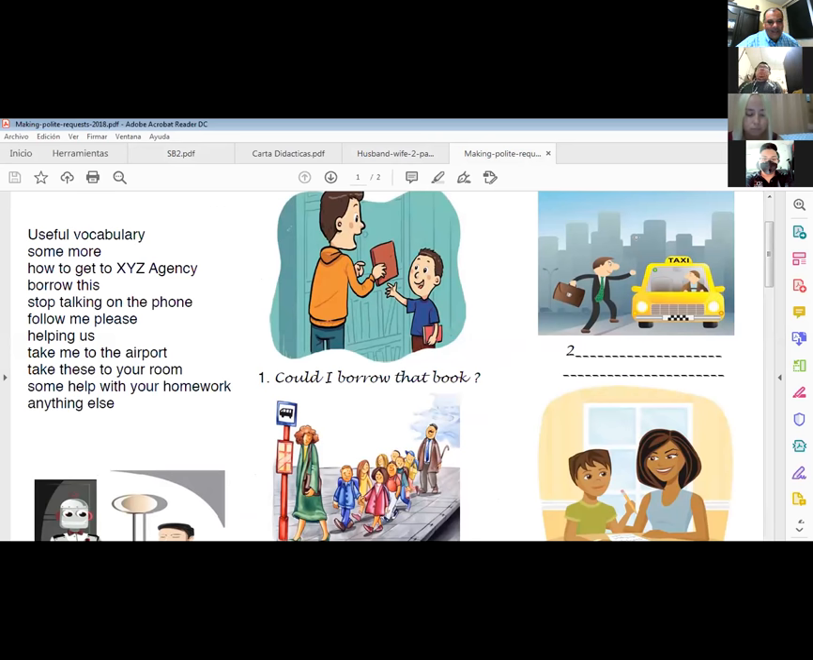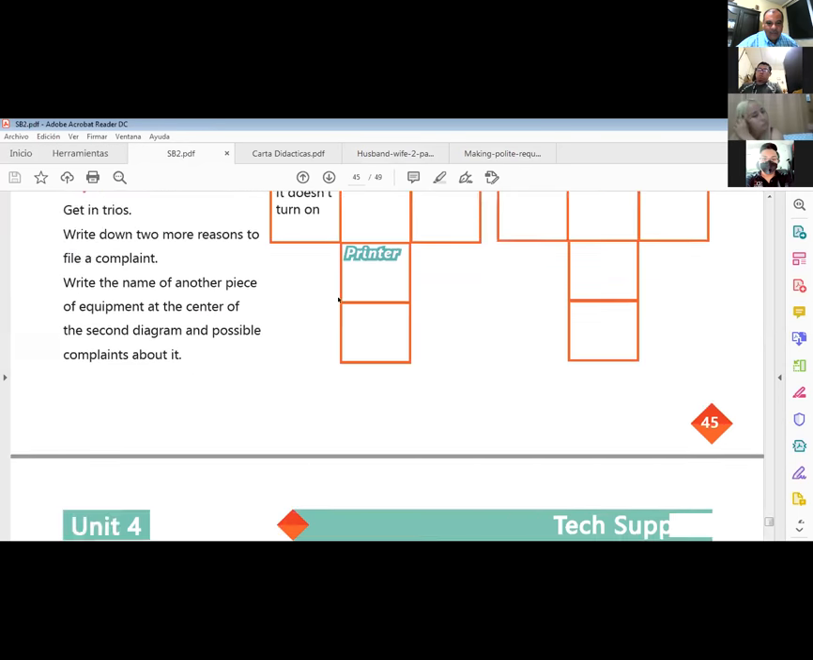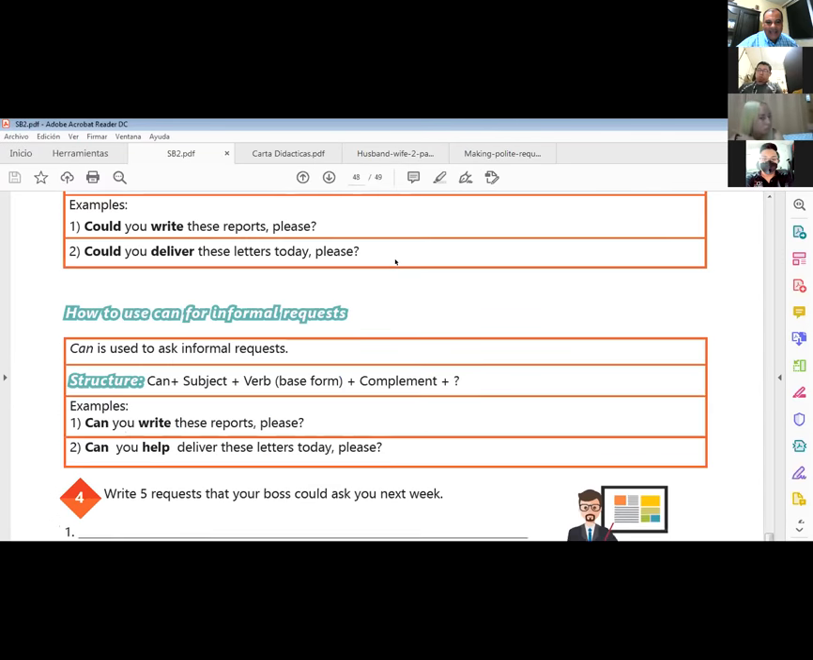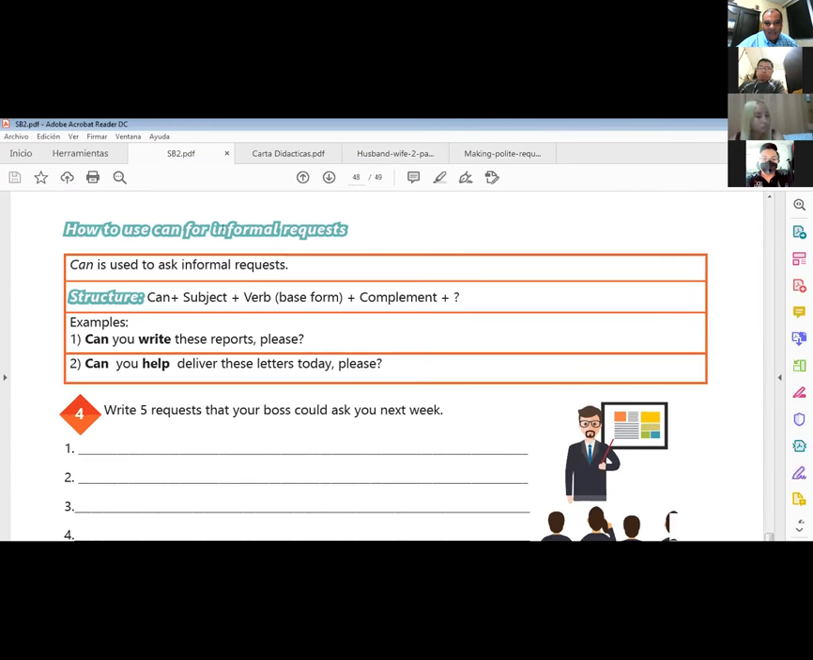Okay, now here is vocabulary that you probably want to use. For example, the boy says, could I borrow that book? Could I borrow that book? This is very formal and polite. Now we also said, and let me go back to the book, that there is an informal and less polite way using can. And we use it the same way, okay?